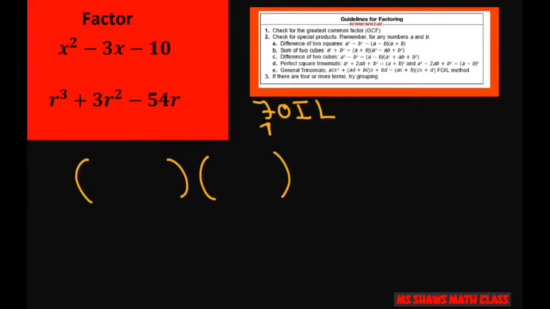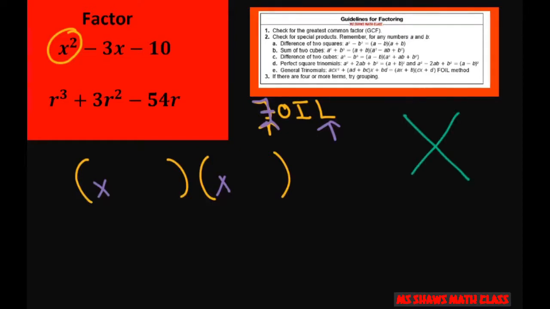So I know my first terms, when you multiply, have to give you x squared. And the first terms are here, x and x. That's my F, first terms. Now my last terms, we could have 10 and 1, that's when you multiply. Or you can have 5 and 2.